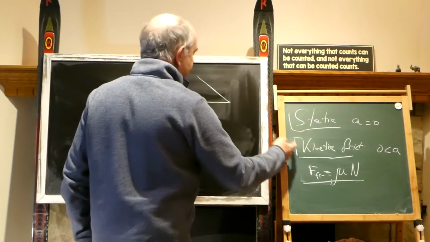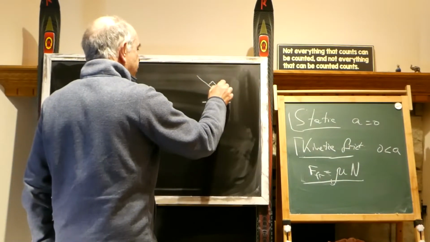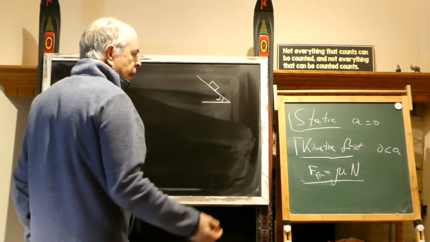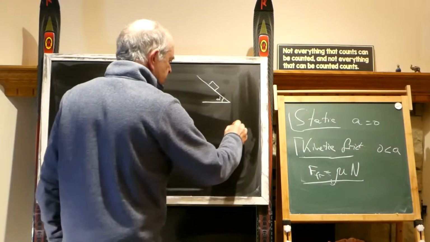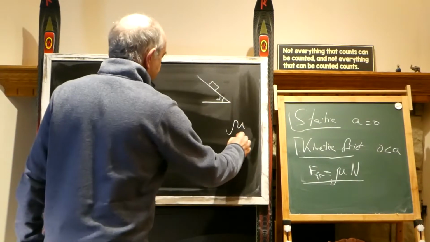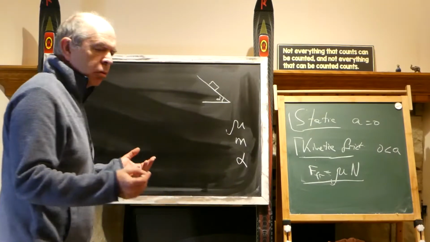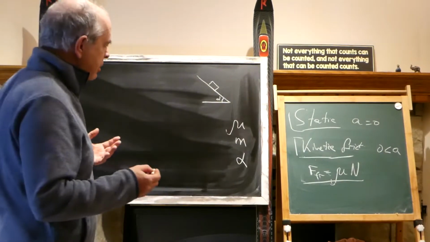Static or kinetic friction. And we have a body, and this is alpha. And we have mu, and we have m, and we have alpha. And we need to know the friction, the acceleration, the usual stuff.